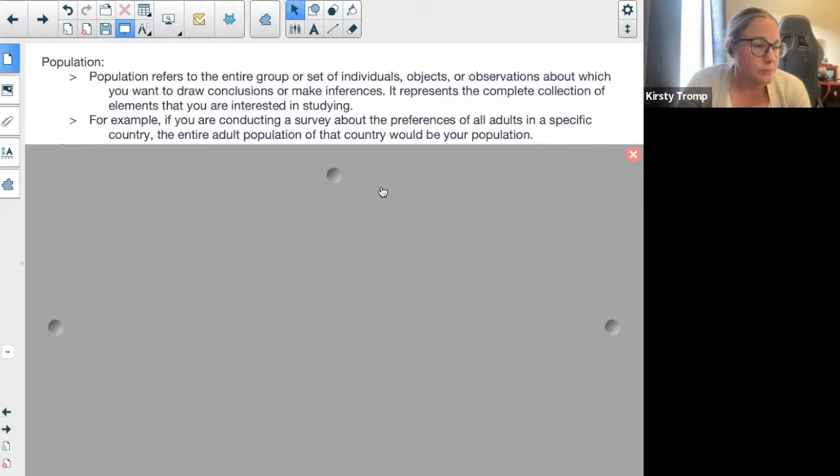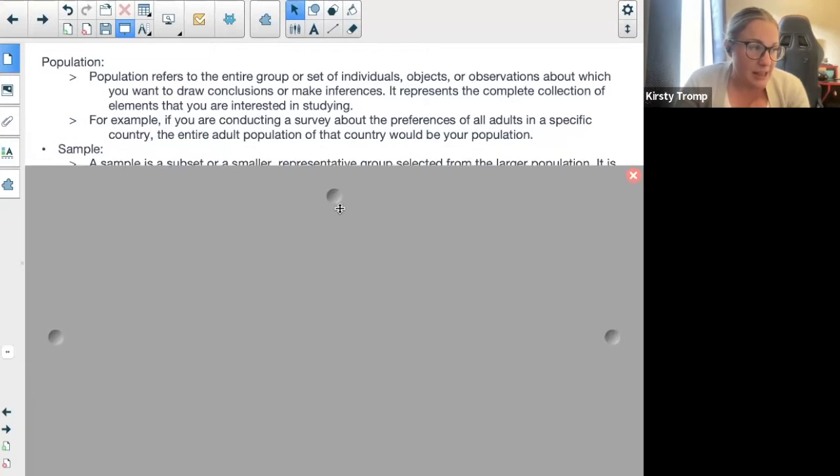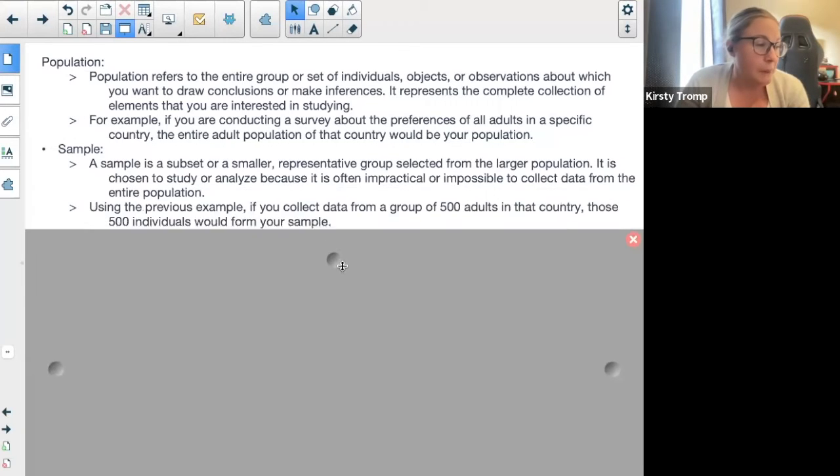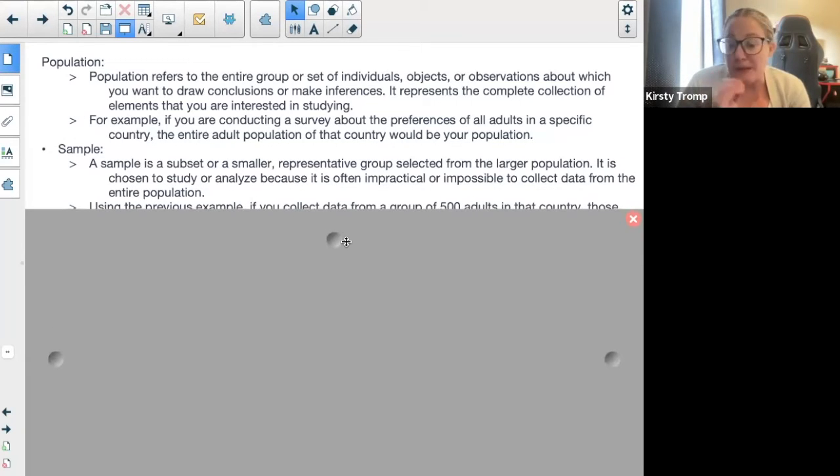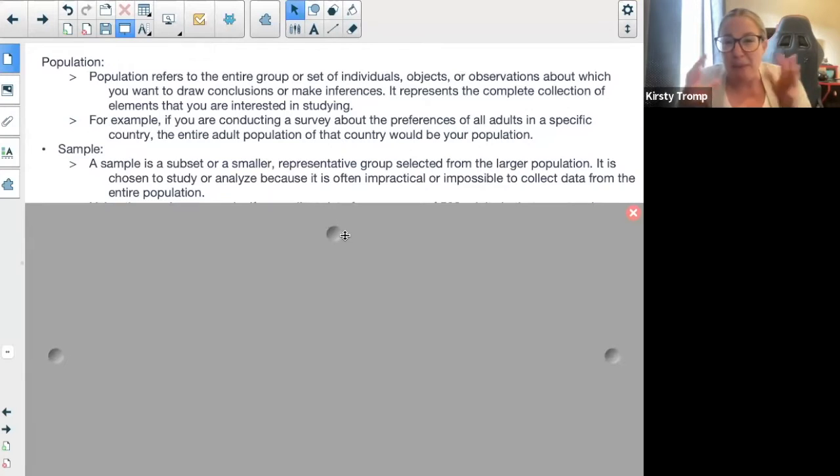Whereas a sample is a subset, or a smaller group selected from the larger population. So it means we've taken our population and now we've made it a bit smaller. It is chosen to study or analyze because it's often impractical or impossible to collect data from the entire population. So if you're wanting to do some sort of study or analyze some sort of figures, let's take our shopping mall example.